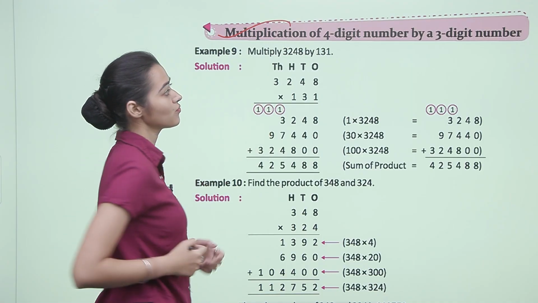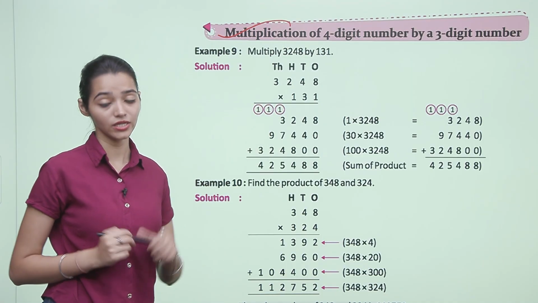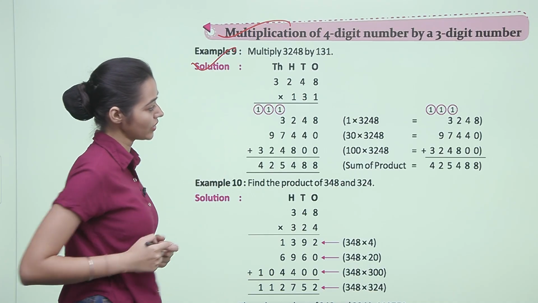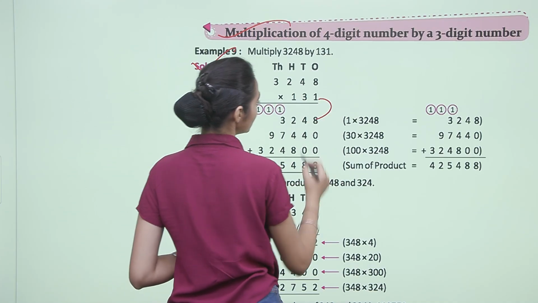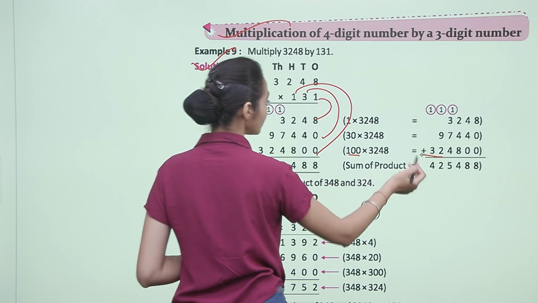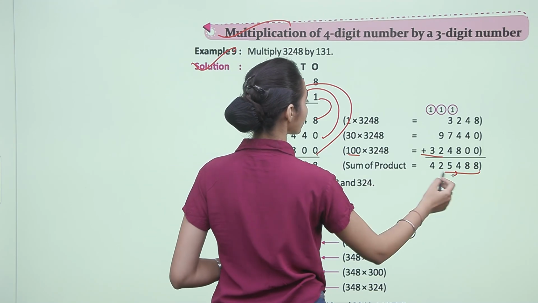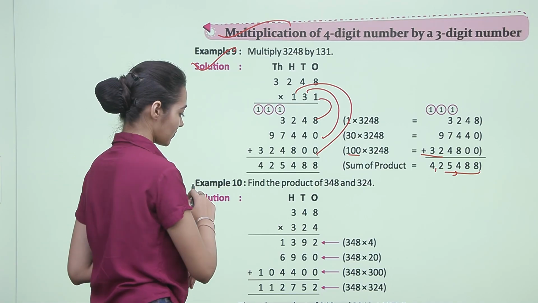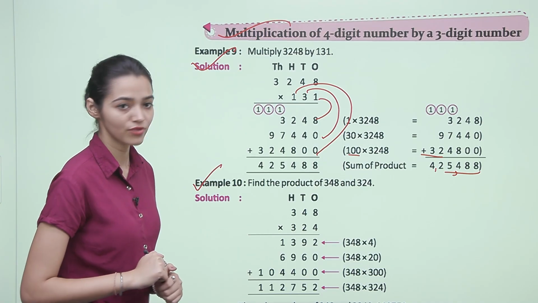Now multiplication of a 4-digit number by a 3-digit number. Here we are multiplying a 4-digit number by a 3-digit number. For example, firstly we multiplied by 1, then we multiplied by 30, then we multiplied by 100, and after getting the sum of all the products, the answer we get is 4,25,488.